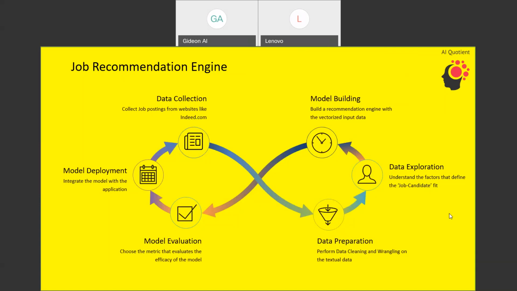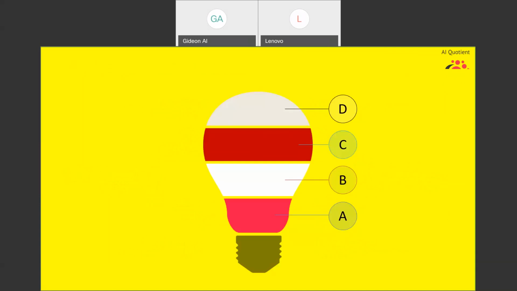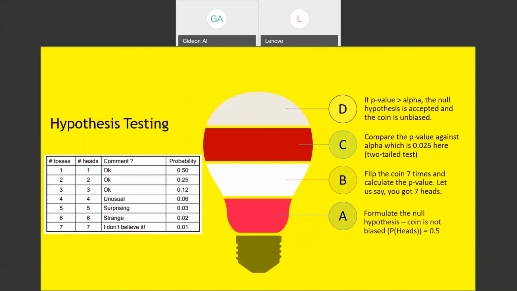It is the popular hypothesis testing concept that they're looking at. What is hypothesis testing? Initially, you start with the hypothesis. Let us say you formulate the null hypothesis that the coin is not biased. The coin is a fair coin, right? That means you are saying that the probability of heads is equal to 0.5. That is your null hypothesis.